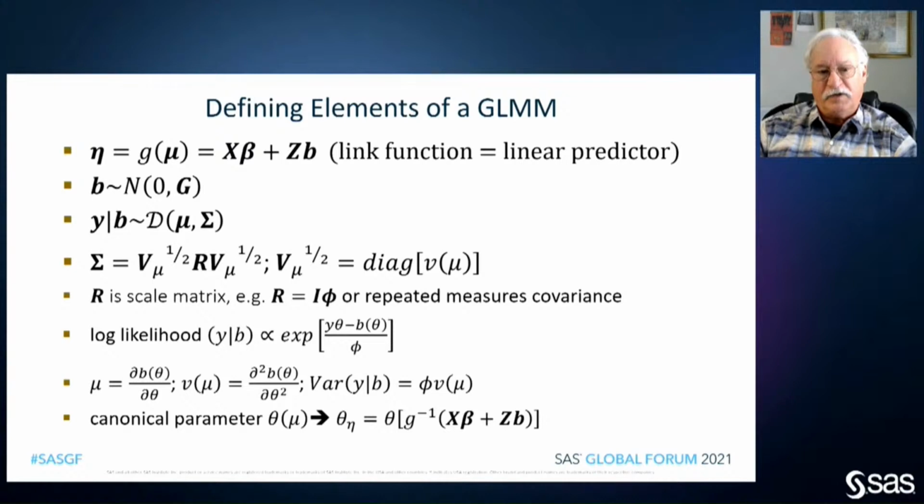The second derivative gives you the variance function. And so the variance of this is equal to a scale parameter times that variance function. And so we'll talk about these as we work through the various examples. Theta is a canonical parameter, and the important thing to know about it is that it is a function of the mean, and this linear predictor through this g inverse, the inverse link function, relates the canonical parameter to the linear predictor.